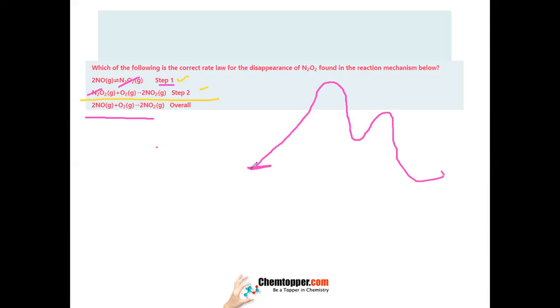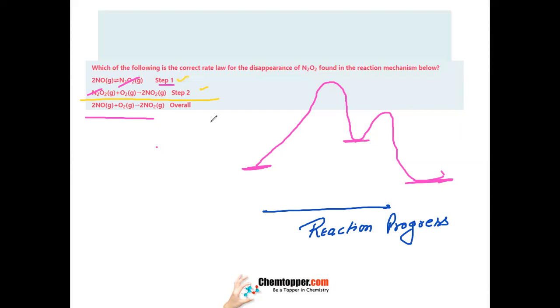What is here? And what is here? And what is here? This is the progress of the reaction, how the reaction is progressing, or the course of the reaction, or time, you can say. And here is energy, energy profile. What is here?